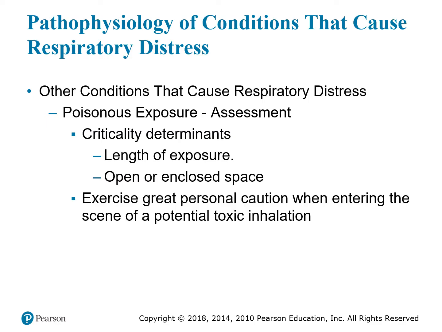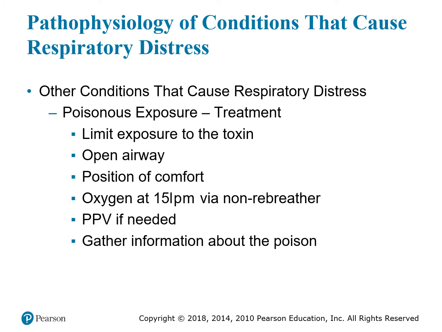But here on this slide for this exam, we're just going to highlight your personal safety. So make sure that you are exercising great caution when entering the scene for potential toxic inhalation, especially if there's more than one patient. The only management we will highlight is to limit exposure to the toxin and then go over your ABCs. If their airway isn't open, then go ahead and open it. Provide oxygen as needed or positive pressure ventilations if they're not moving air well. And lastly, we do want to gather information about the poison so we know what we're treating and dealing with at the hospital.